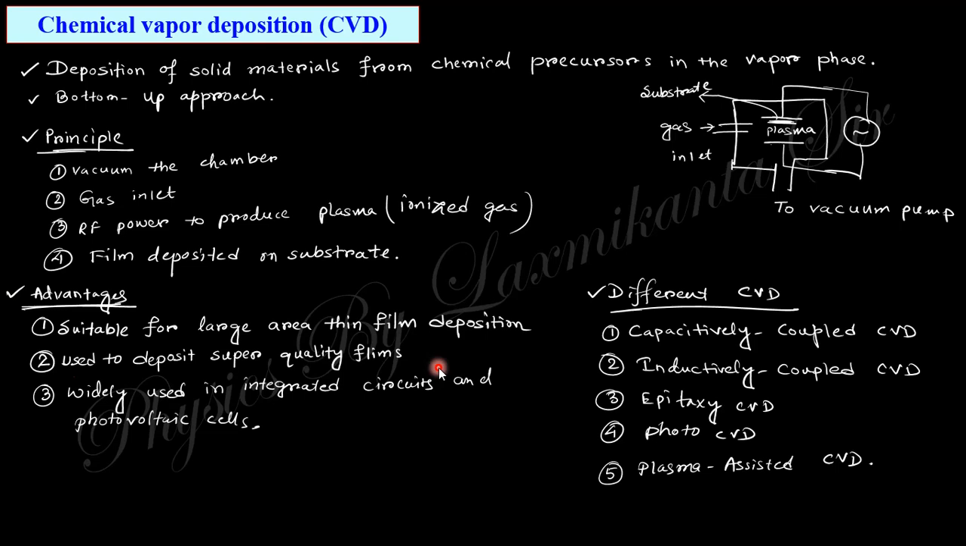The different types of CVD are these. This is the schematic diagram of capacitively coupled CVD. Then inductively coupled CVD, then epitaxy CVD, then photo CVD, then plasma assisted CVD. So these are the common CVD systems. There are also other CVD systems.